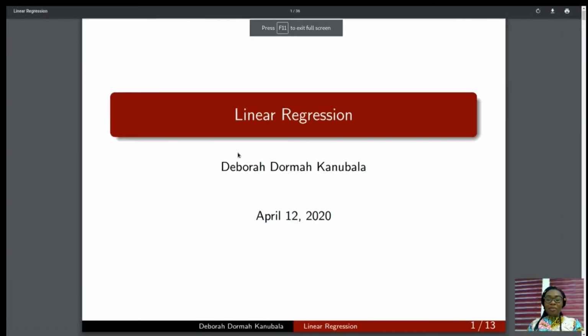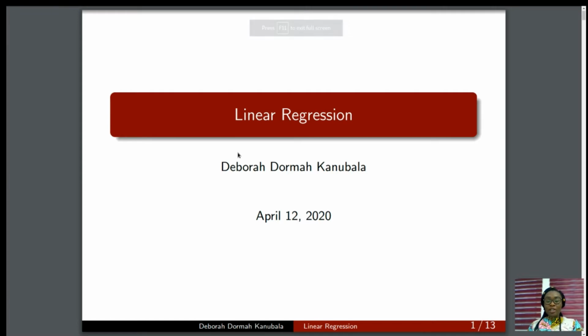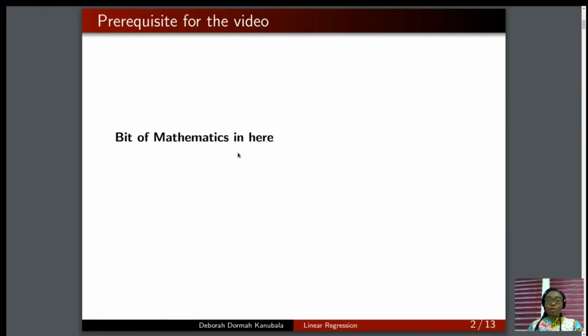In my previous videos we had a look at some examples of supervised machine learning algorithms. For this video we'll be focusing our attention on an example of a supervised machine learning algorithm, which is linear regression. To make the best out of this video, I presume that you have some basic algebra understanding, and some basic calculus as well.